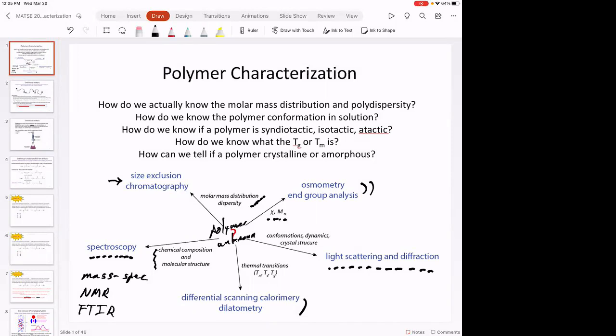Any questions? Yes. Light scattering and refraction, called tacticity. Not usually unless you do circular dichroism or something like that. If you have polarized light, you can talk about tacticity. We'll talk about that as we go further.